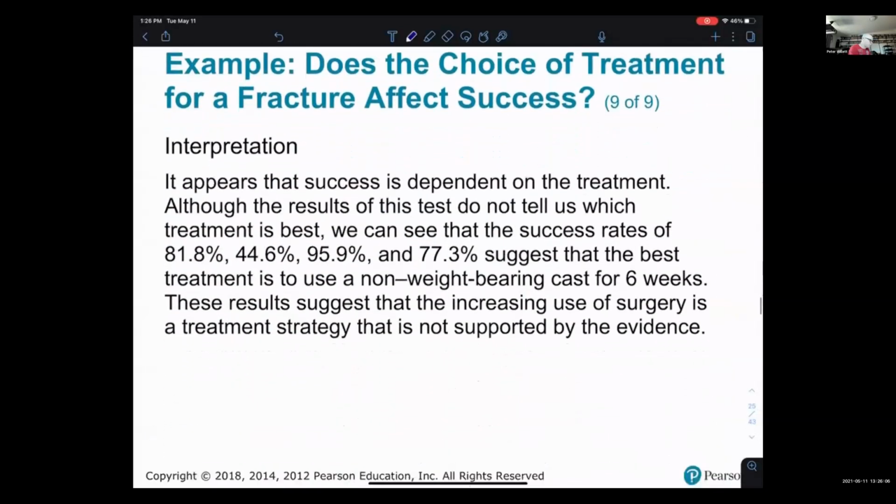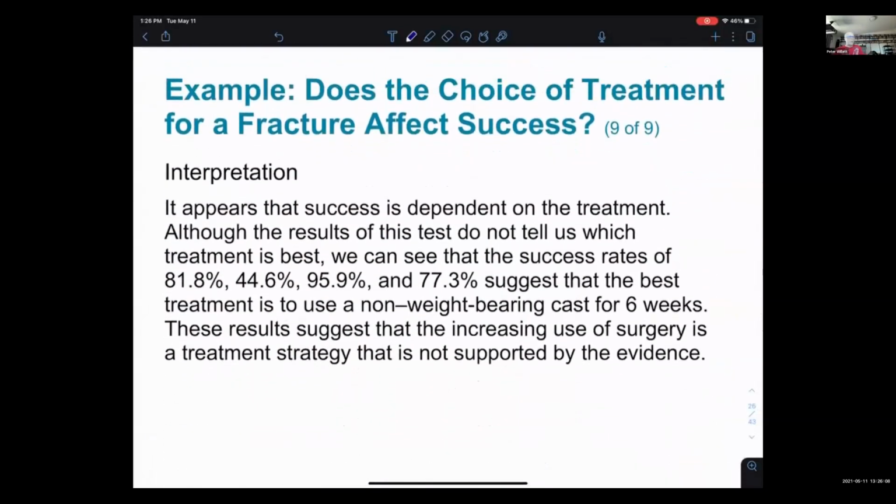So that'll be our conclusion for our interpretation. It appears that success is dependent on the treatment. Although the results of this test do not tell us which treatment is best, it just says that the treatment does affect whether you have success or not. And as a follow-up, we can see the success rates of 81%, 44%, 96%, 77% suggest that the best treatment, the one with the highest success rate, is a non-weight-bearing cast for 6 weeks, not surgery.